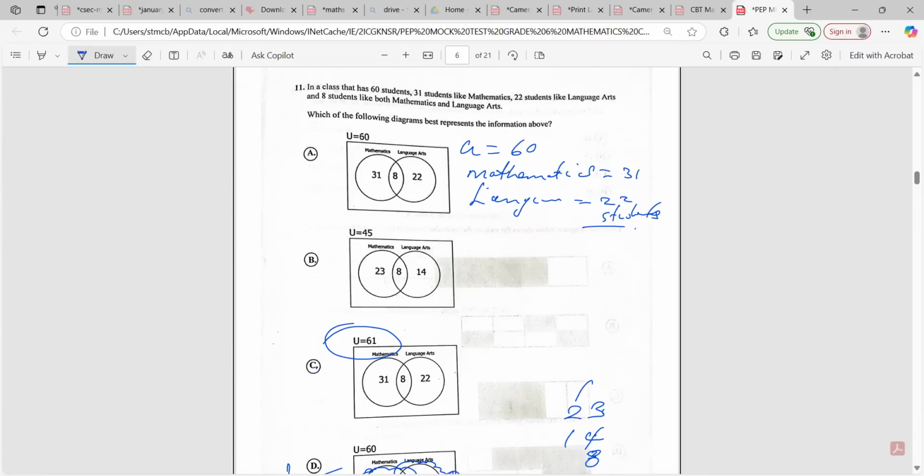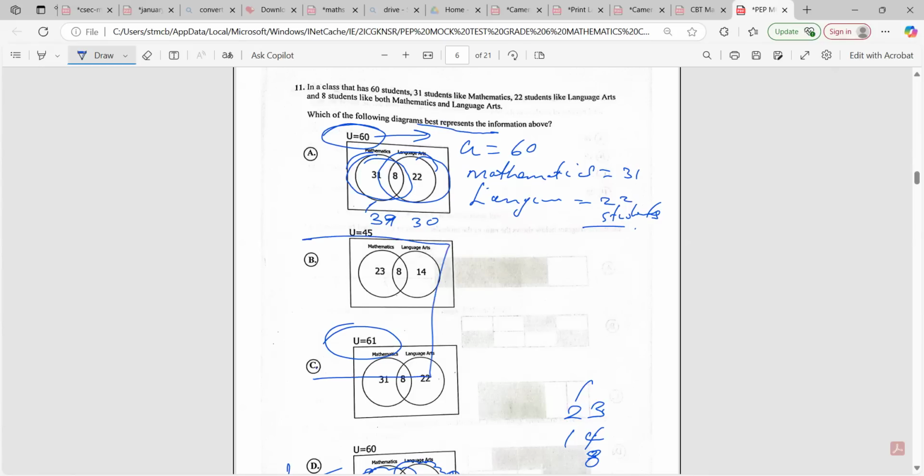No, I disagree, because this is not saying that 31 like mathematics. This is saying 39 like mathematics. And this is saying 30, and 8. No, sir, you have to do it. Sir, can I tell you how I got it? And the universal set doesn't match. So we can't work with that. Notice it said best. So the best option would be D.